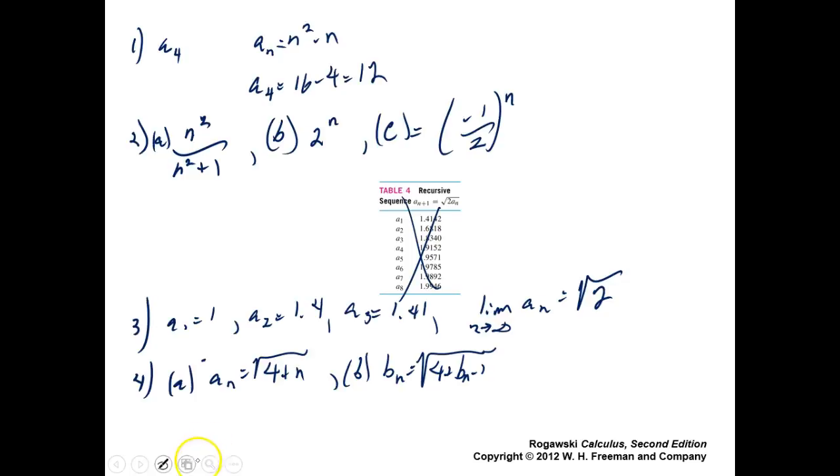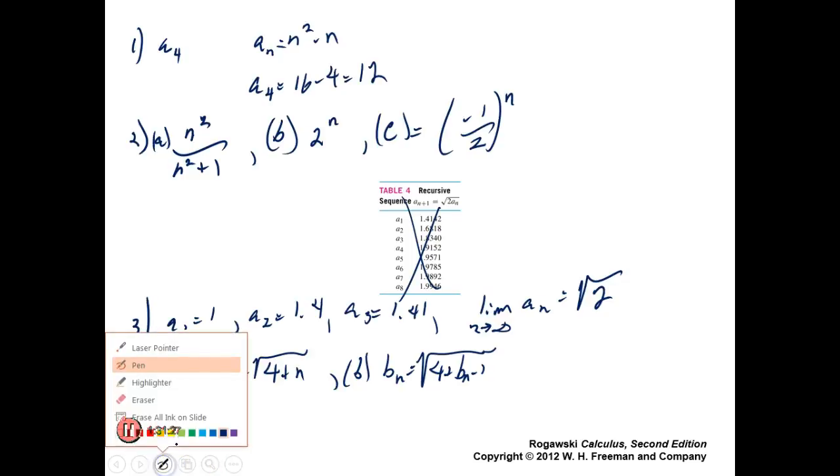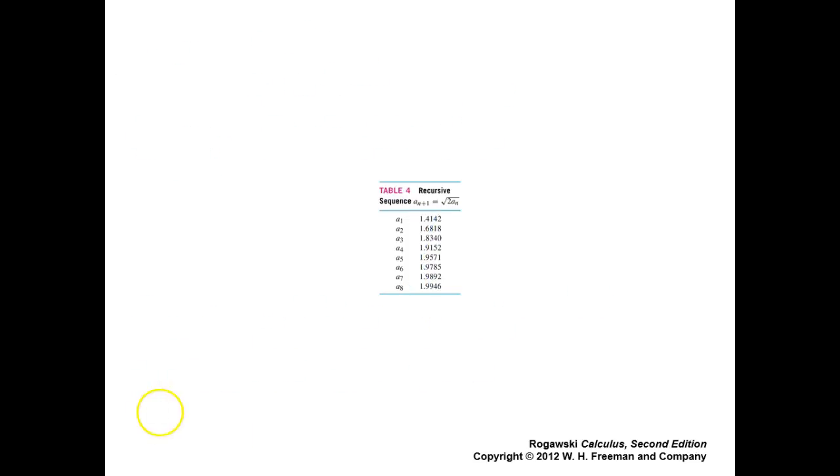Okay, number 5. I think I'm going to clear the screen. Is that okay? Theorem 5 says that every convergent sequence is bounded. Determine if the following statements are true or false, and if false, give a counterexample.